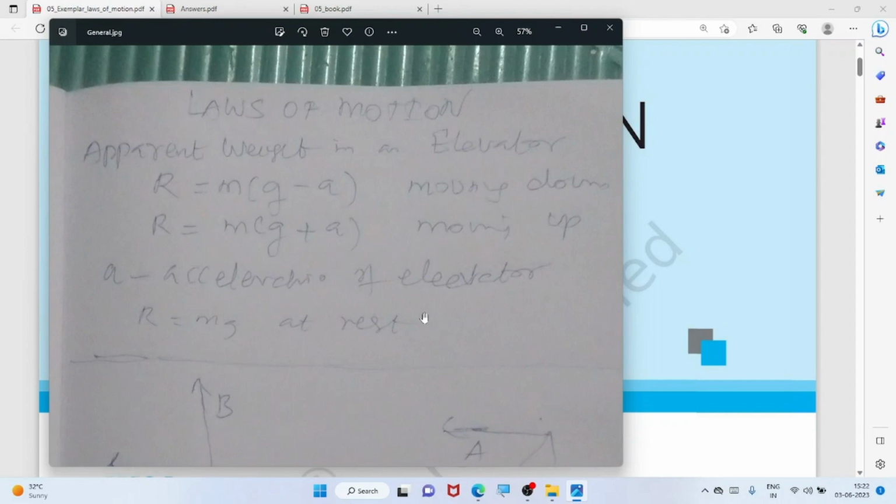But when the elevator is moving, suppose it is moving downwards, the apparent weight will be mass into gravity minus the acceleration of the elevator, that is a. When it is moving up, the apparent weight is mass into gravity plus the acceleration of the elevator. See, moving down, gravity minus acceleration; moving up, gravity plus acceleration.